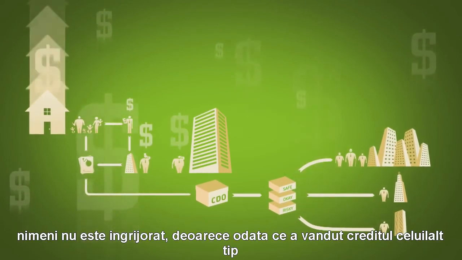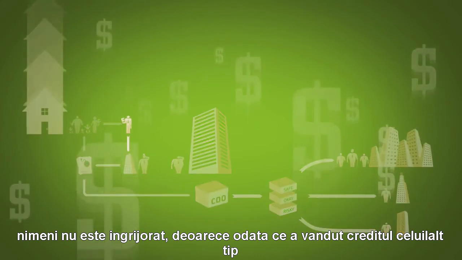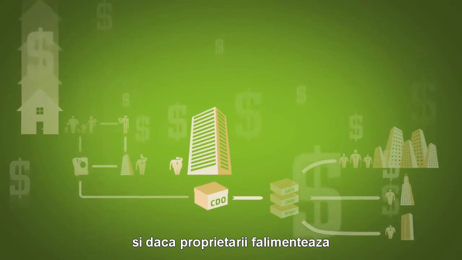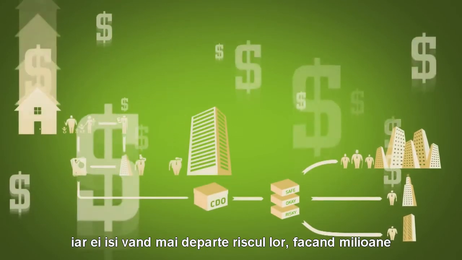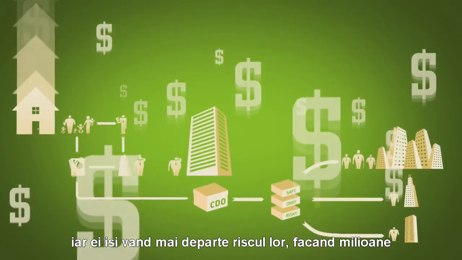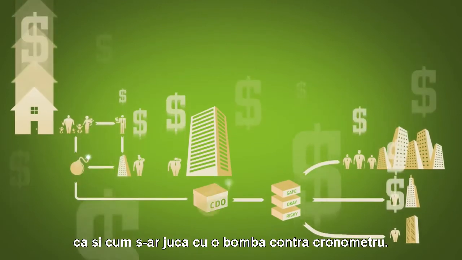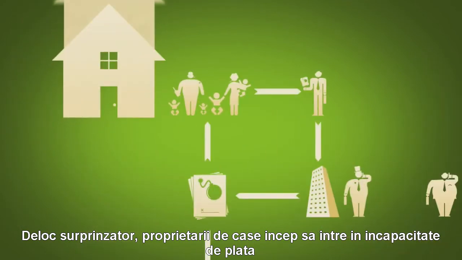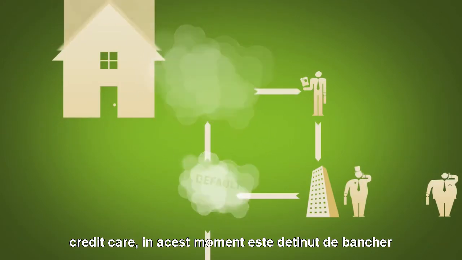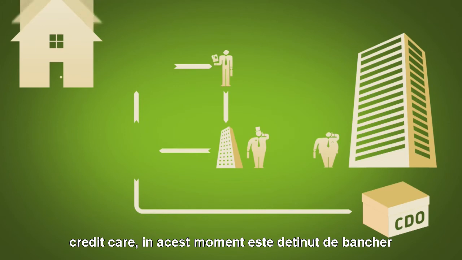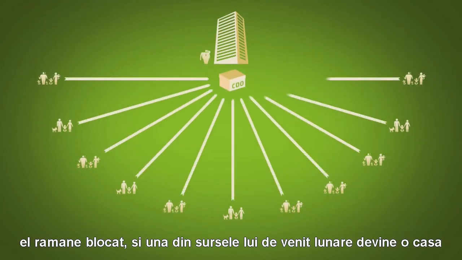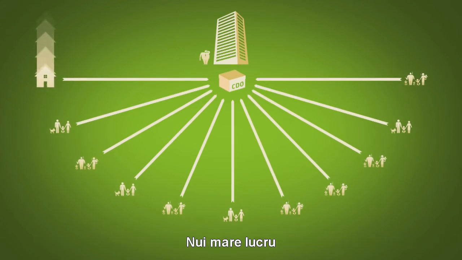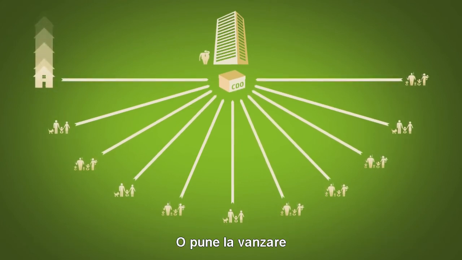No one was worried because as soon as they sold the mortgage to the next guy, it was his problem. If the homeowners were to default, they didn't care. They were selling off their risk to the next guy and making millions, like playing hot potato with a time bomb. Not surprisingly, the homeowners default on their mortgage, which at this moment is owned by the banker. This means he forecloses and one of his monthly payments turns into a house. No big deal. He puts it up for sale.